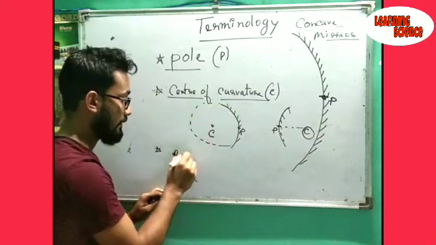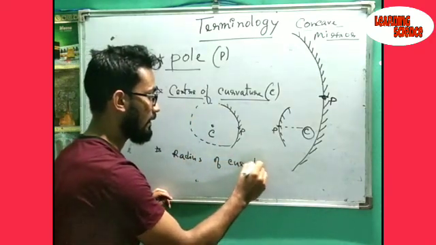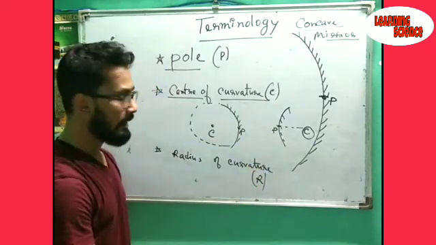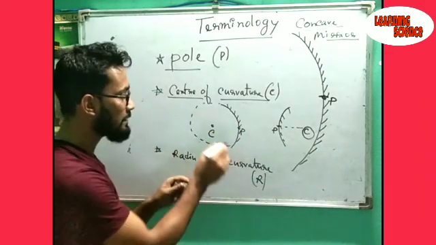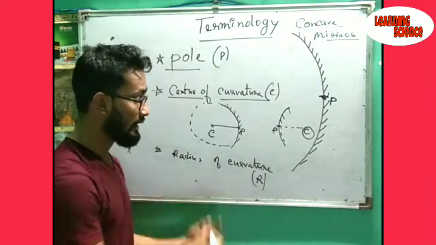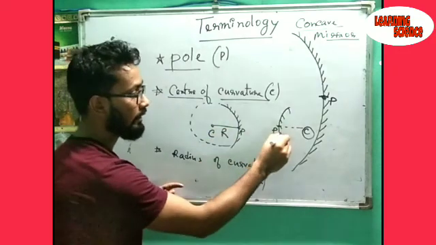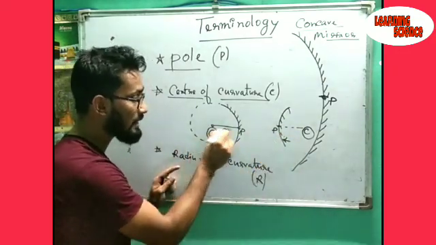Radius of curvature, denoted by R. Clear? Now this is very, very simple. We know that our mirror is part of a sphere, and every sphere has a radius. This radius is called radius of curvature. For concave it is in front of the mirror, and for convex it is behind the mirror. This is the distance between the center of curvature and the pole.